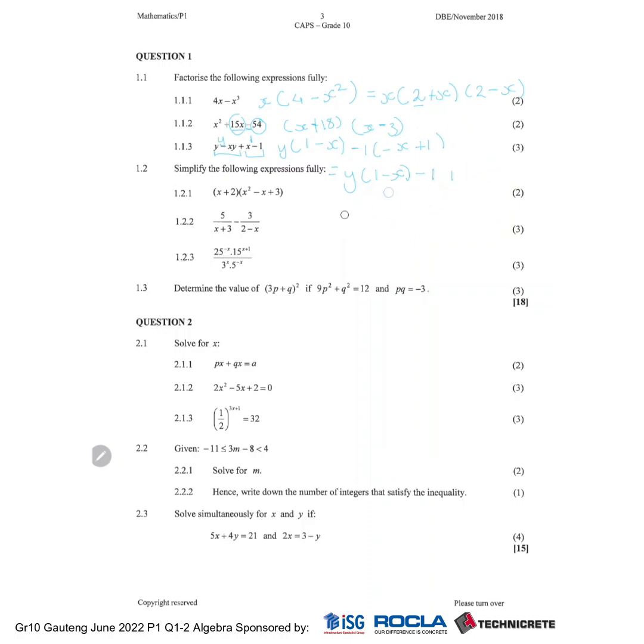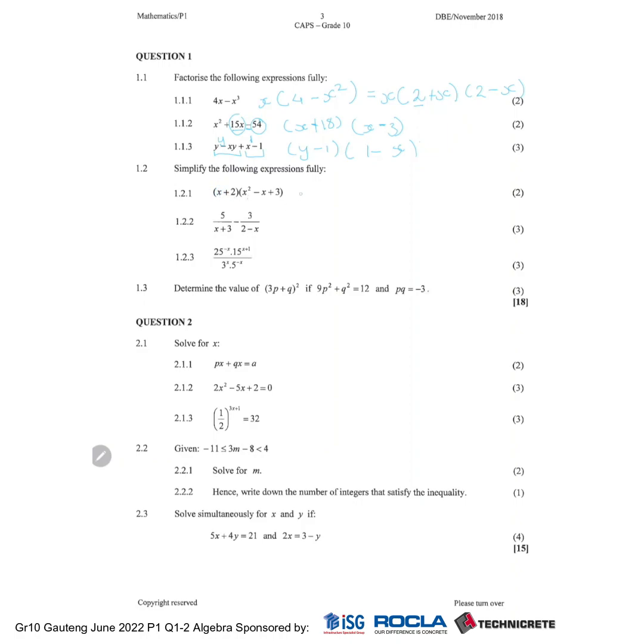Now, the next question is asking us to simplify the following expressions. Simplify means basically just multiplying it out. This is going to be a bit long-winded, but it's easy marks. Remember, to make this simpler, we're going to multiply each term by each term. Let's first start with this x here.